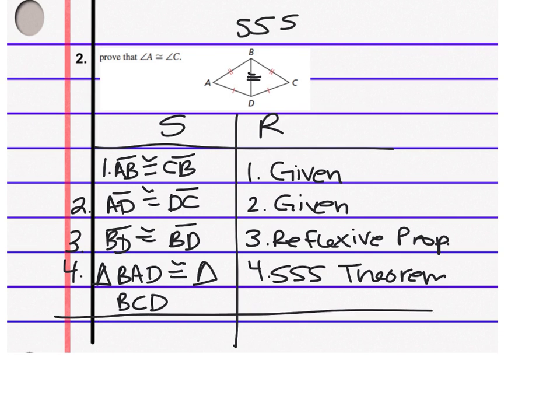And then lastly, I'm going to end with what it asked me. Angle A is congruent to angle C. Corresponding parts of congruent triangles are congruent. All right, let's try one.